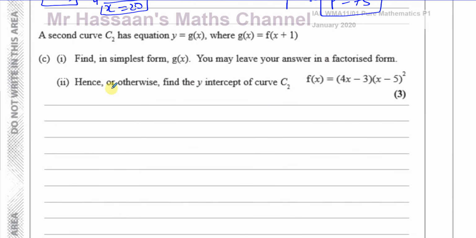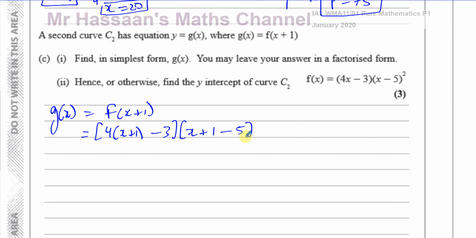So basically the same thing that we did there, except this time we have to replace. So we can say g of x is equal to f of x plus 1. So let's just write it that way. So we know that g of x is f of x plus 1 inside the function, not f of x plus 1, but f of x plus 1 inside the function. So what that means is you replace the x in the original function with x plus 1. So instead of 4 times x, it's going to be 4 times x plus 1 minus 3. You replace the x here with x plus 1, and also in the other bracket you must replace the x with x plus 1. So you'll have x plus 1 minus 5, and this bracket is squared.